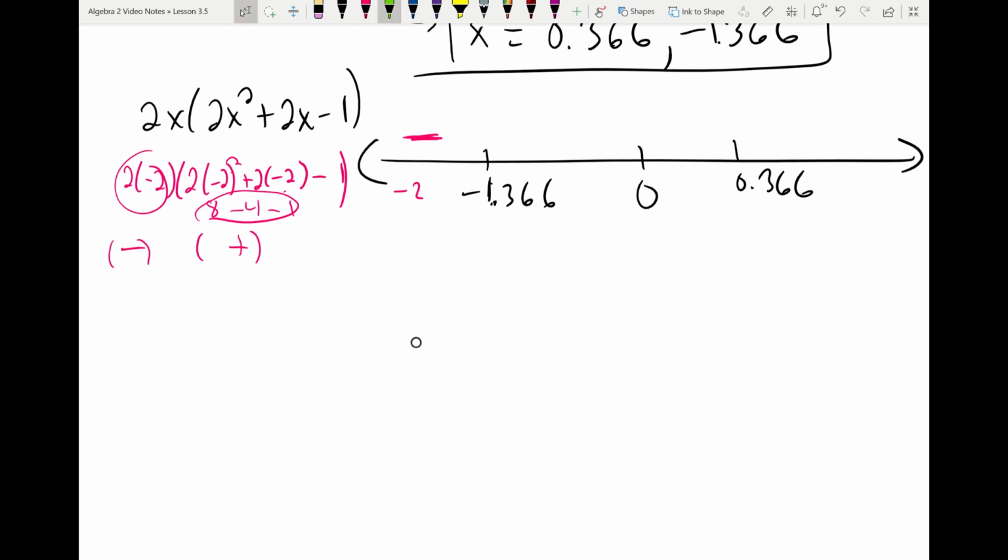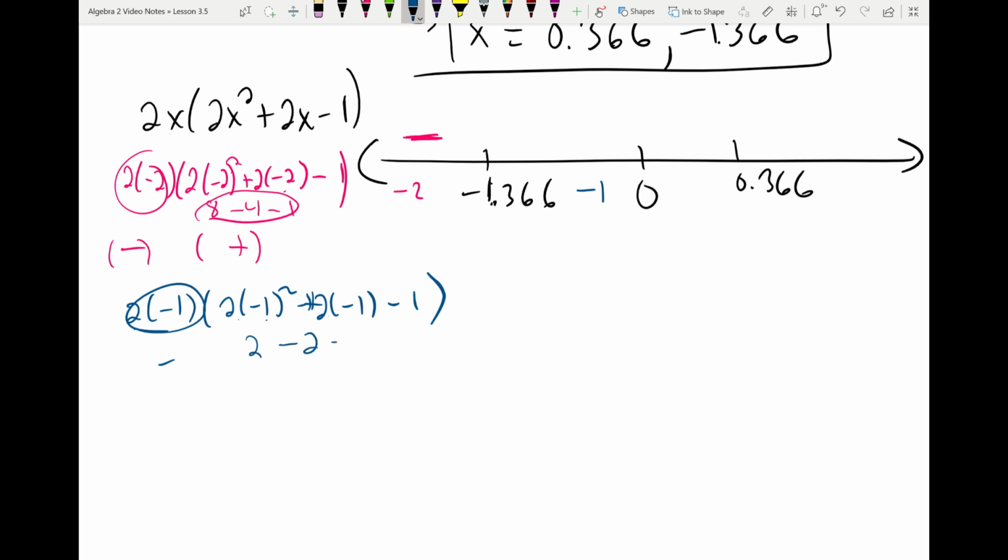Now let's plug in, for example, between negative 1.366 and 0, let's plug in negative 1. Negative 1 is between those guys. So if we plug in negative 1, 2 times negative 1 squared, plus 2 times negative 1 minus 1. Again, we're just plugging it into these guys. 2 times negative 1 squared, that's 2. This is minus 2. This is minus 1. Well, this is going to give me a negative. So negative times a negative is a positive. So I know this is going to be positive.